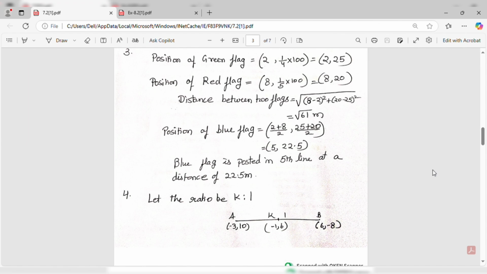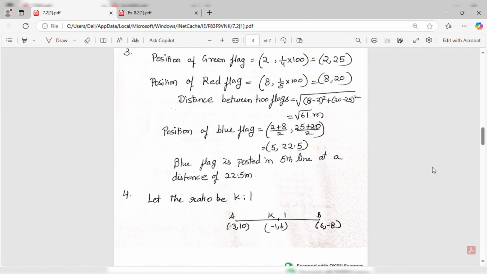Now we have the coordinates, so we can find the distance between these two flags using the distance formula, which would be √61. Then we will find the position of the blue flag. For this, we will use the midpoint formula for the section part. So we will get the position of the blue flag as (5, 22.5). So the blue flag is posted on the 5th line at a distance of 22.5 meters.